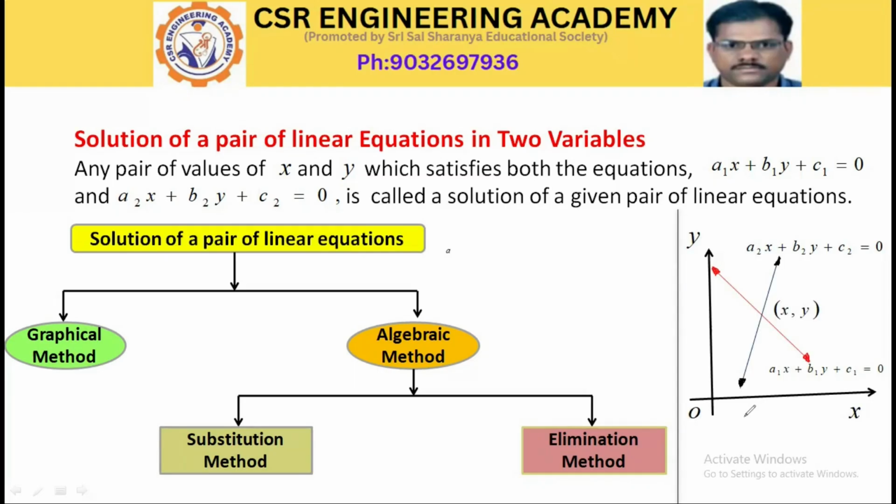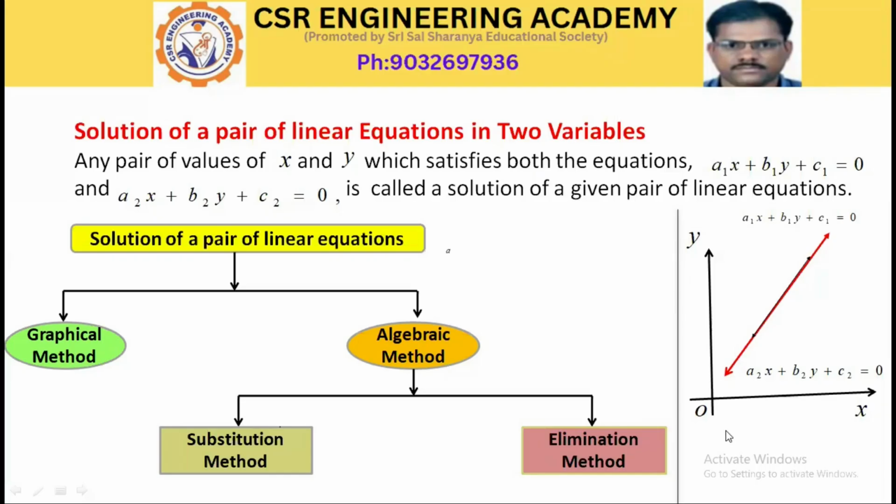If the lines intersect at a distinct point, then the point of intersection will be the unique solution for the given equations. In this case, the pair of linear equations is consistent. If a1/a2 ≠ b1/b2, then the pair of linear equations is consistent with a unique solution. Here two different lines intersect at one point.